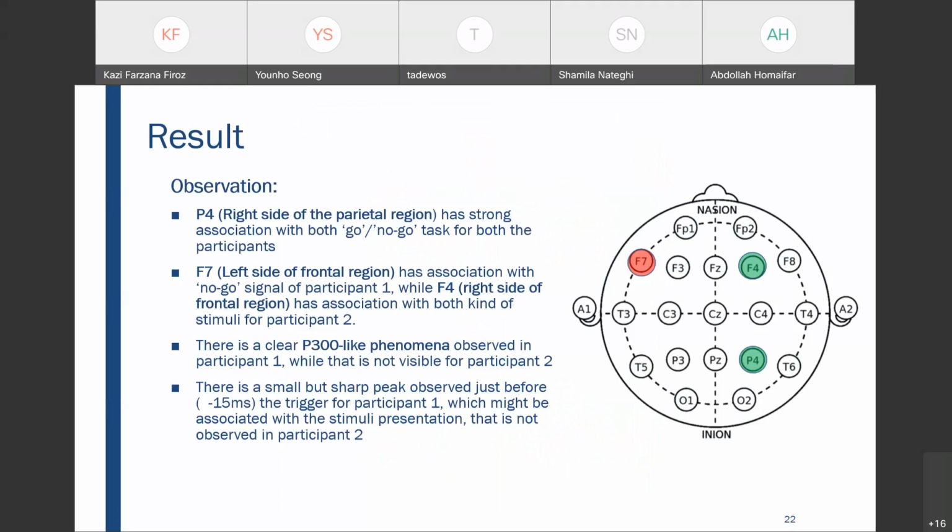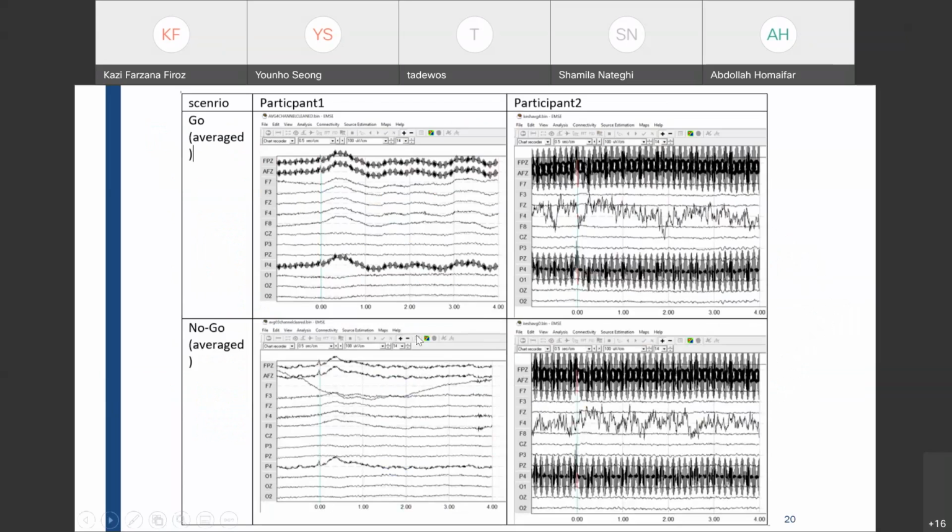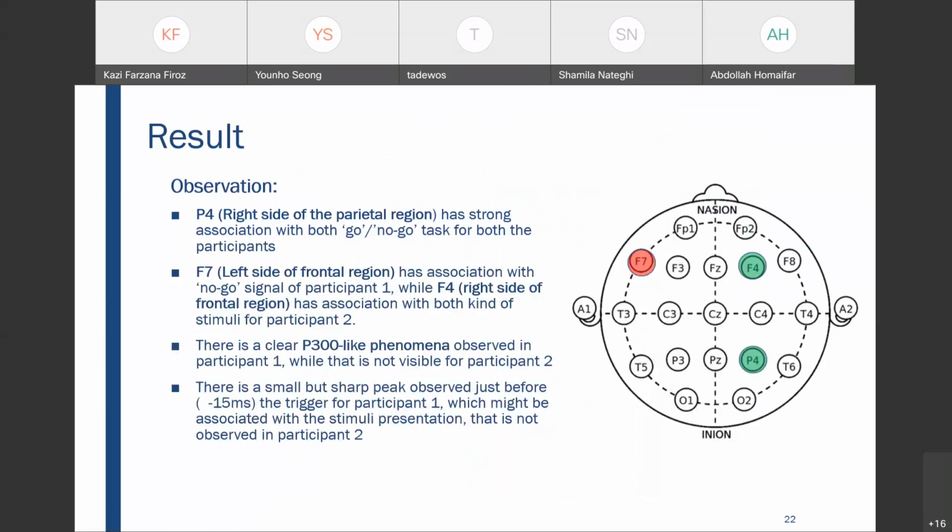If we summarize our observations, the right side of the parietal region has strong association with both go and no go tasks for both of the participants. The left side of the frontal region has association with the no go signal of participant 1, while F4, that means the right side of the frontal region, has association with both kinds of stimuli for participant 2. There is a clear P300-like phenomenon observed in participant 1, while that is not visible for participant 2. There is also a small but sharp peak observed just before the trigger. Going back, we can see here for participant 1 there is a small sharp peak, which we assume might be associated with the stimuli presentation, like when the stimuli appears in front of the participant. But that is not observed in participant 2.